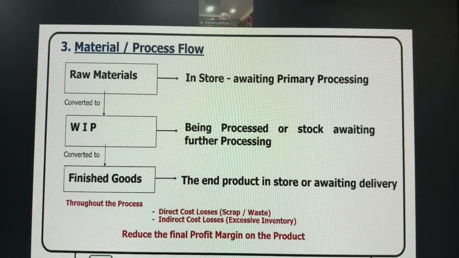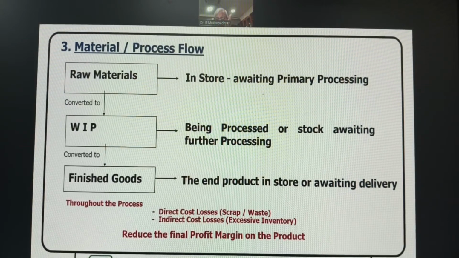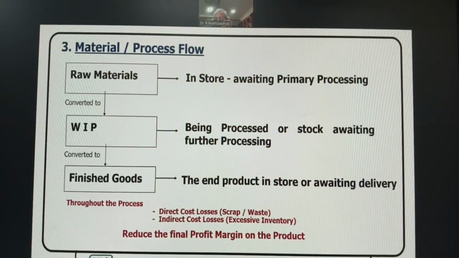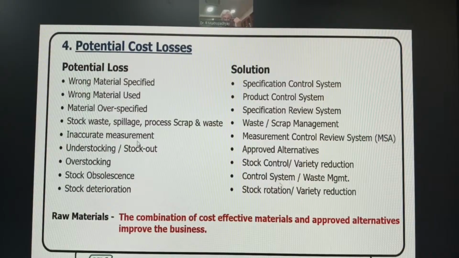See, the first is the material flow. They must understand the raw material in store awaiting primary processing. That means delay in release, and they are waiting. More inventory, more cost. Then it is converted to work in progress, being processed or stock awaiting further processing. Then you get a finished product. Then product in store or awaiting delivery. That means through this process we get a direct cost of scrap and waste. Indirect cost is excessive inventory. This is to be reduced. If you do that, where are the cost losses?